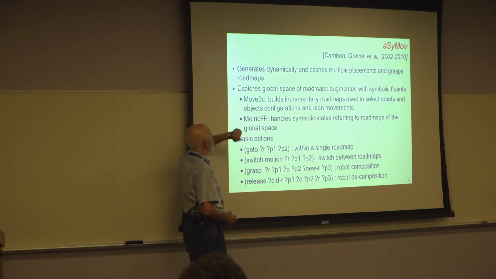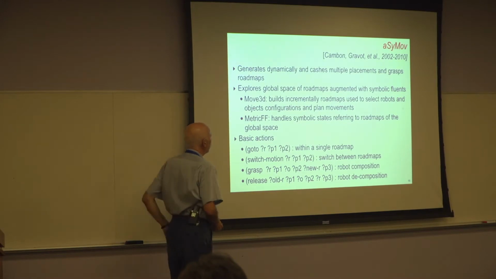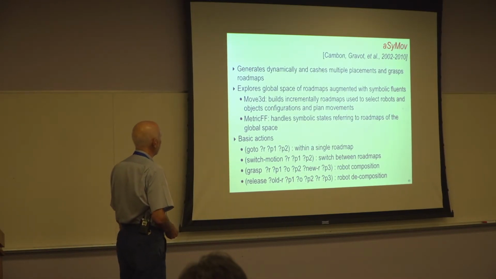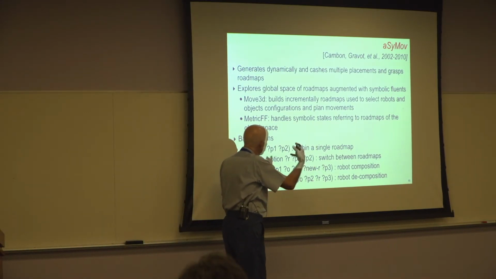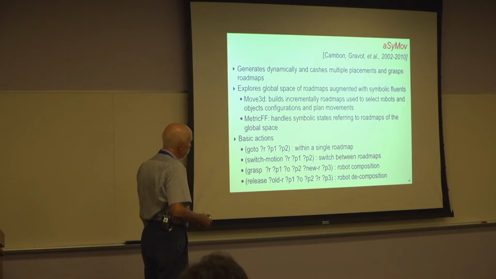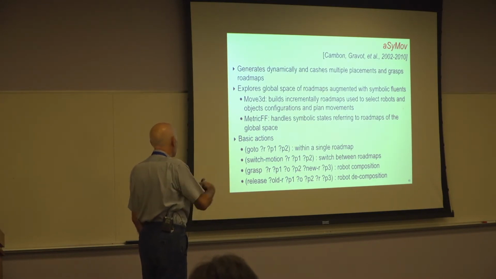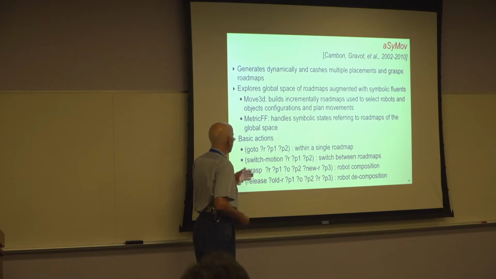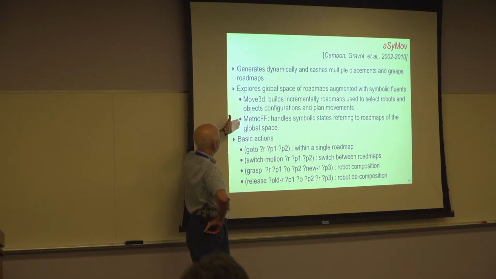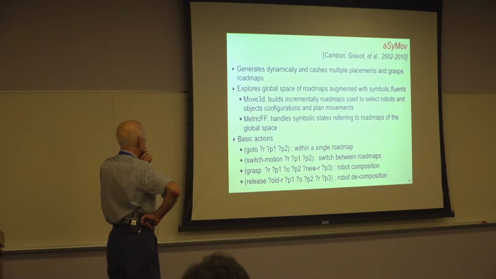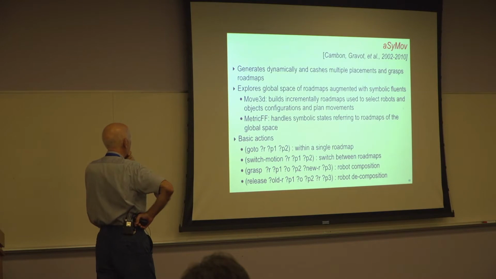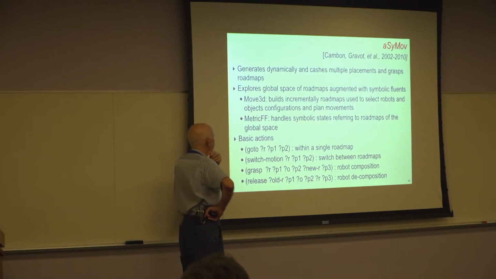Initially, we had our motion planner Move3D to build incrementally your roadmaps, used to select robot and object configurations and plan movement. You build your roadmaps and you keep them because you may need to go back to them, because you have repositioned the world of the robot in a configuration where this roadmap is again applicable, or you may have to backtrack. And the second planner is a variant of Metric-FF. In one of the implementations of Asimov, it was a variant of Metric-FF to handle symbolic states referring to the roadmaps of the global space.